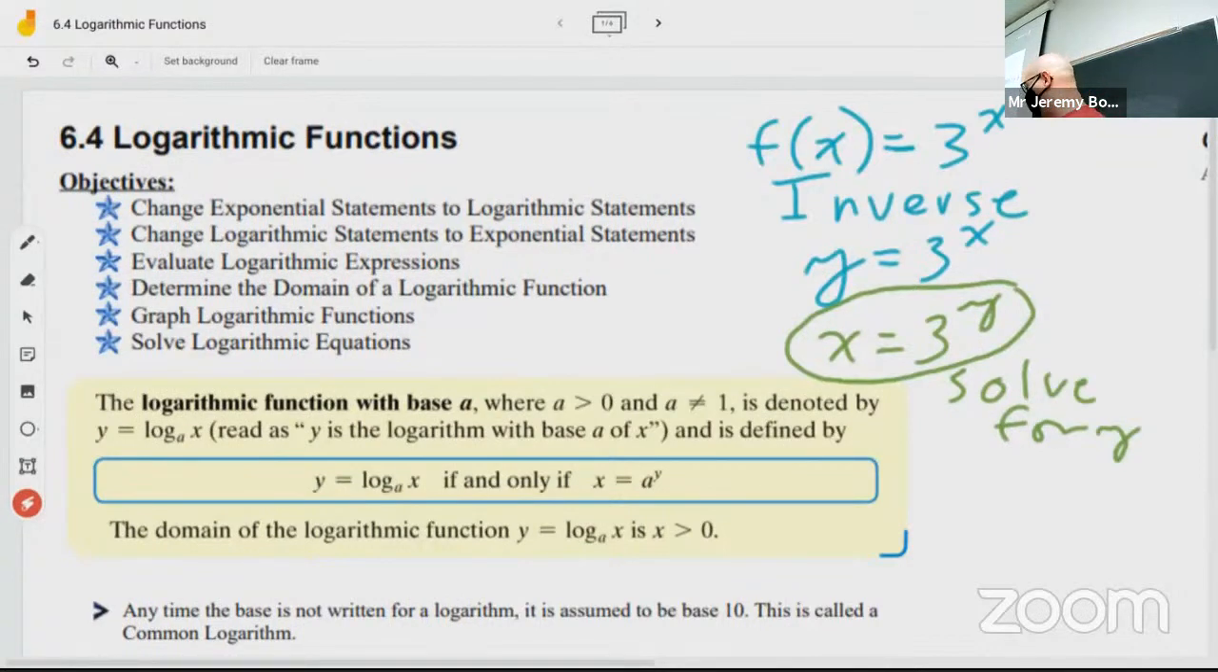What the logarithm allows us to do is that y is equal to log base a of x if and only if x is equal to a to the y. It's a way for us to solve that exponential equation for y.